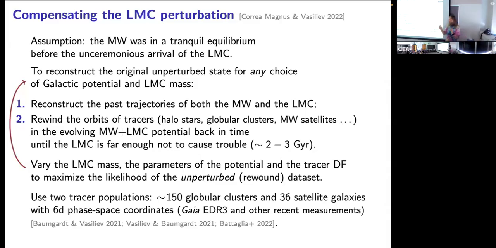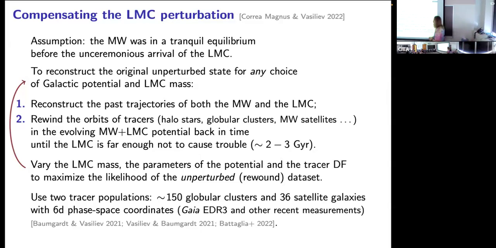For any assumed choice of Milky Way potential and the LMC mass, we could try to unwind back the orbit of the LMC and Milky Way, accounting for all these perturbations, the reflex motion of the Milky Way created by the LMC. So we have a time-dependent potential of the Milky Way, and in this time-dependent potential, we can then integrate the orbits of our tracers in the field back in time for a couple of years ago, and then at this time when the LMC is far away, we assume that tracers are in equilibrium.